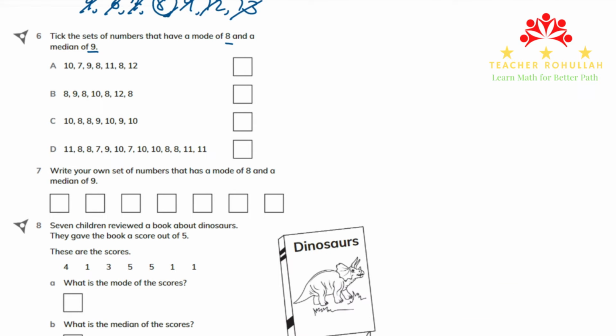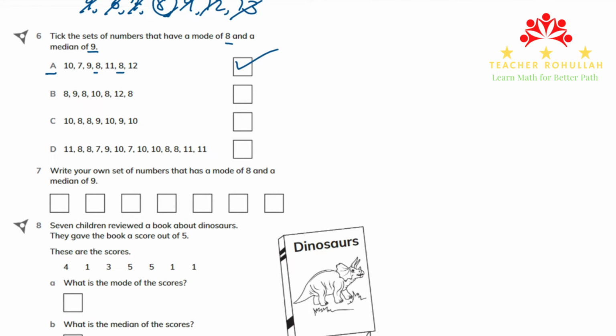You know that the number that occurs most often is the mode, and the number that lies in the center or in the middle of a dataset is the median. To find out the mode, we can see which number occurs most often. So in A, we have 10, 7, 9, 8, 11, 8, 12. We see that 8 is repeated 2 times. So here the mode is 8.